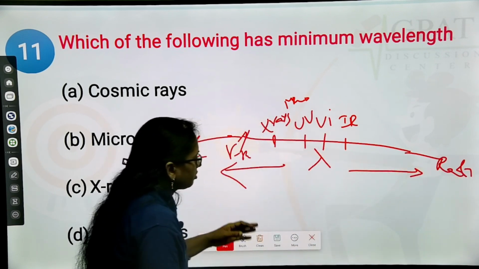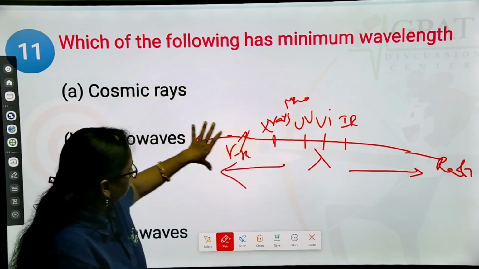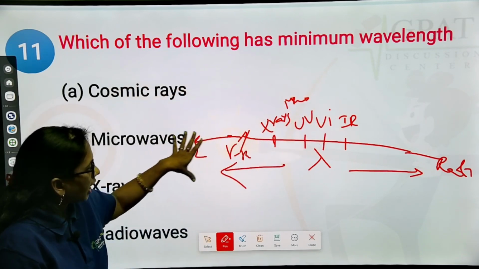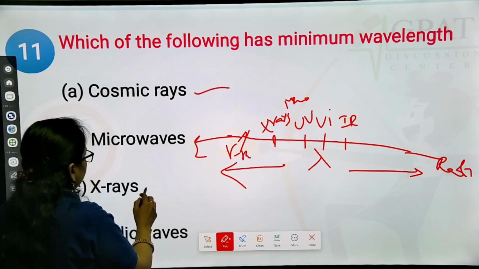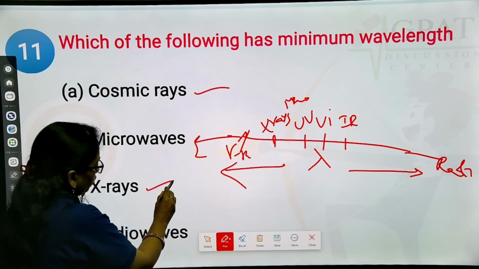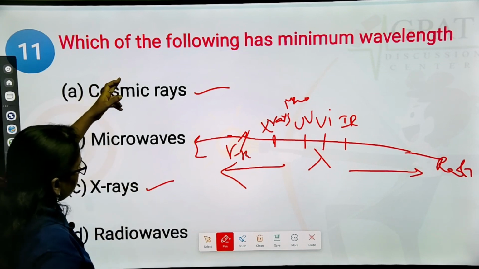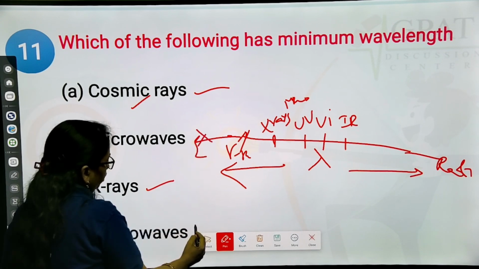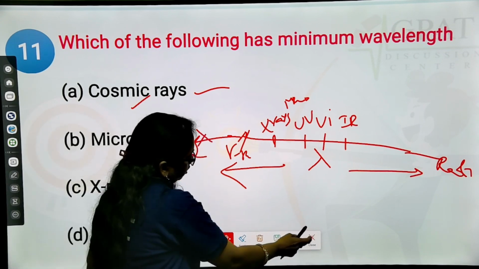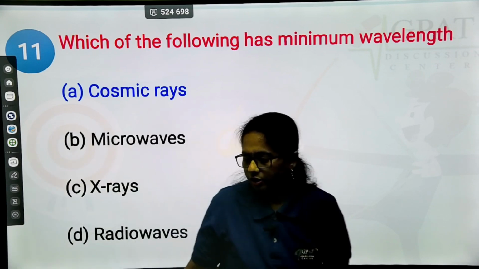So in this case, the question is which of the following has a minimum wavelength, that means towards the lower side. So gamma rays and cosmic rays you are going to see, okay. Obviously, X-rays also have a lesser wavelength, but below that cosmic rays are also there. So option A is the right answer. Microwaves, no. Radio waves, the highest wavelength you are going to observe, okay. So option A is the right answer here.